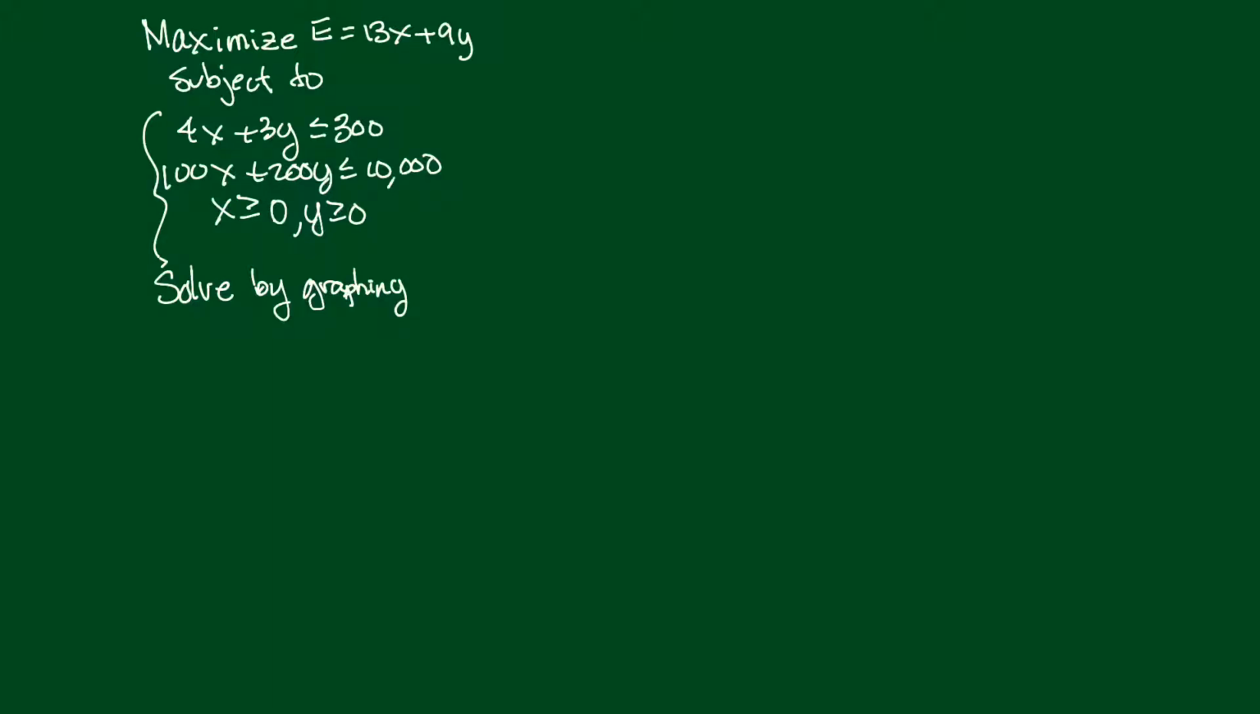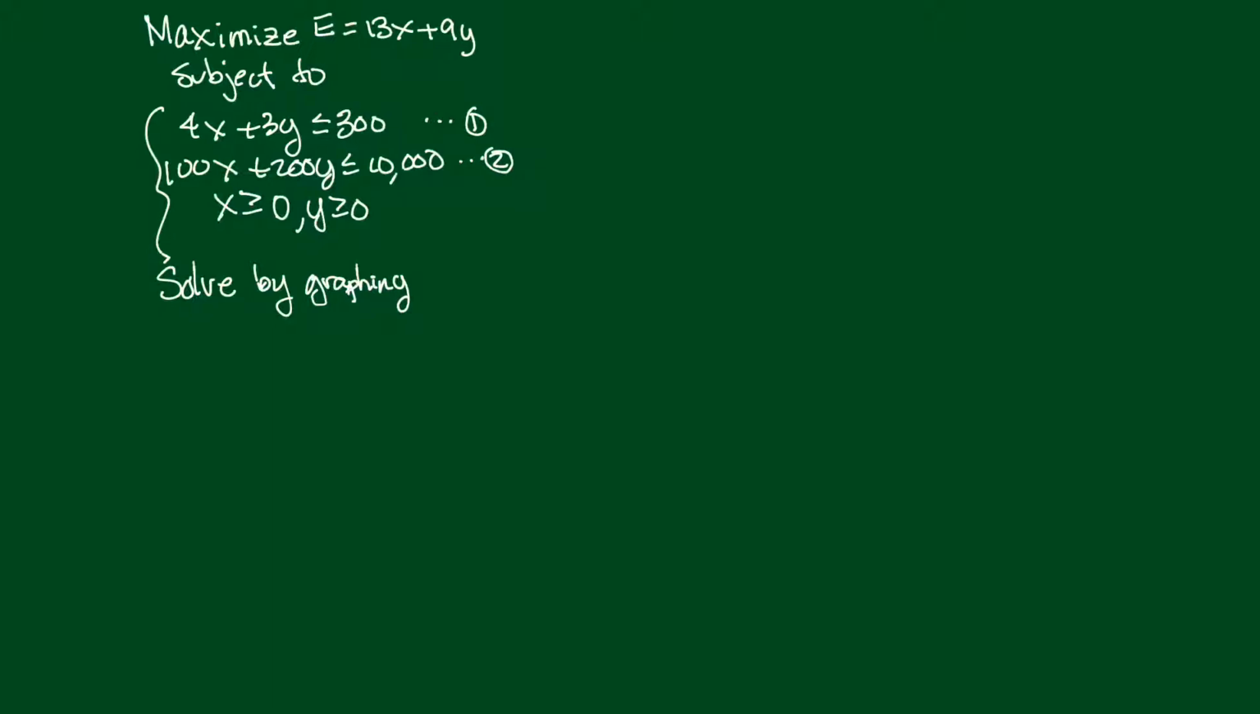So what I'm going to do here is graph this inequality and this inequality. I'm going to call this one 1 and this one 2. Now you have to remember how to graph inequalities. You get the boundary line, and then you get a test point, and you test a point on either side, and then you shade. Let's start by graphing line 1.